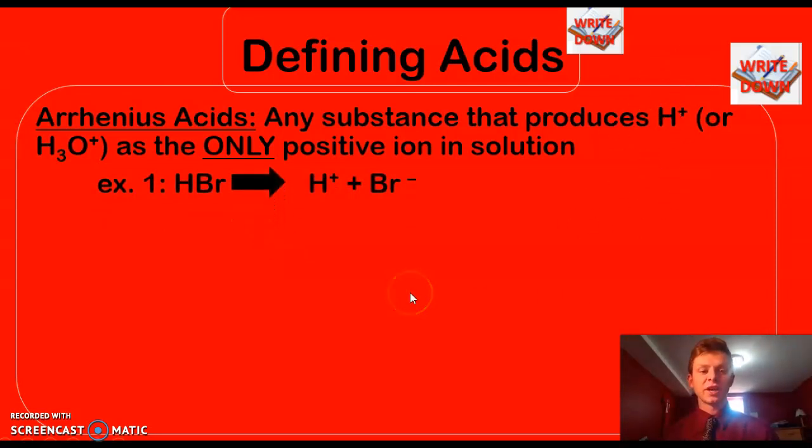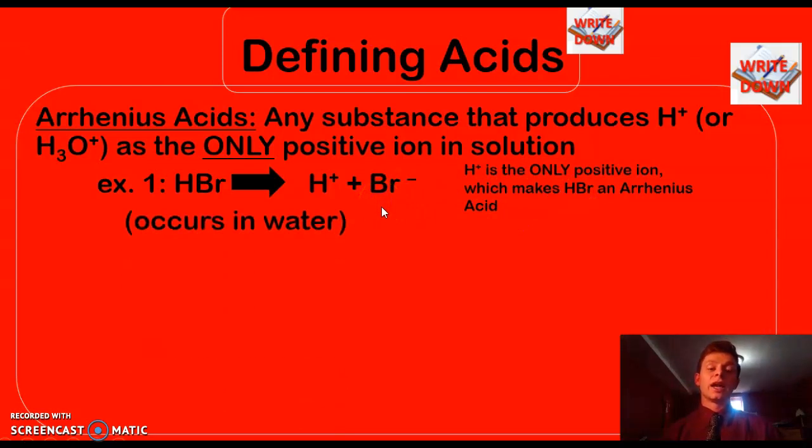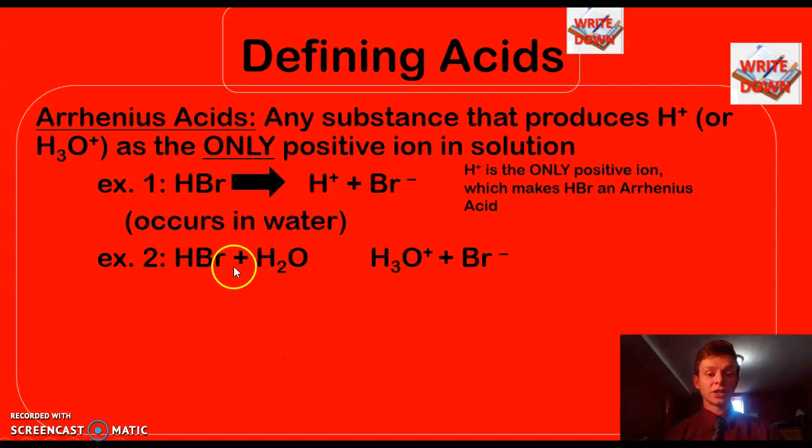For the first example, this looks a little bit like the one that you did in class, but you did HCl and I have HBr. Same thing, doesn't matter. You can see that H plus is the only positive ion, the H plus right here that has dissociated from the HBr, which makes HBr an Arrhenius acid. If this reaction occurs in water, it would be HBr plus H2O.